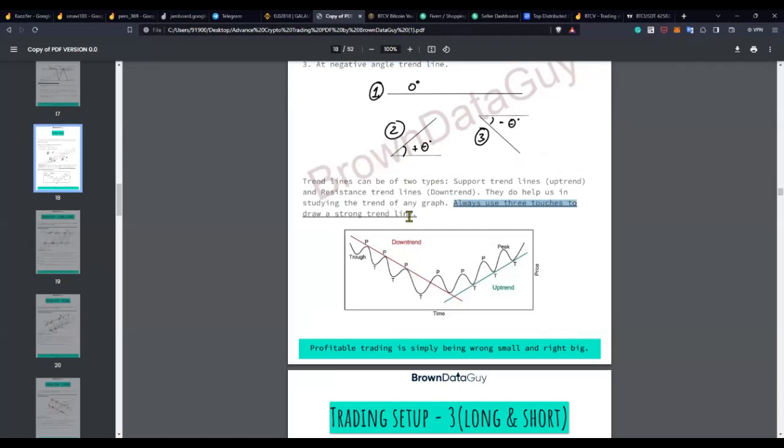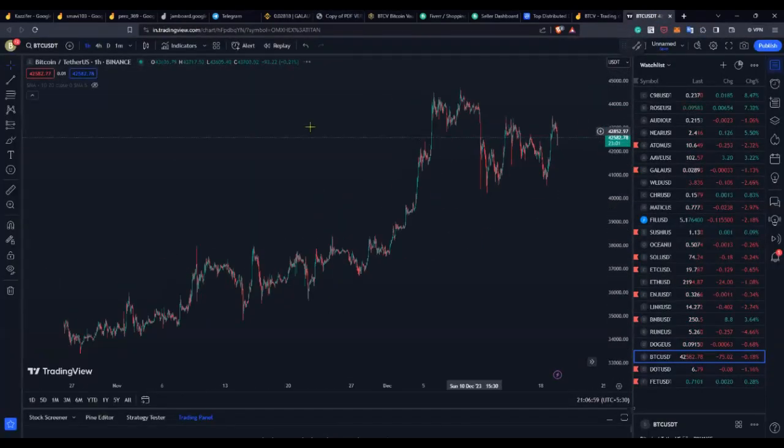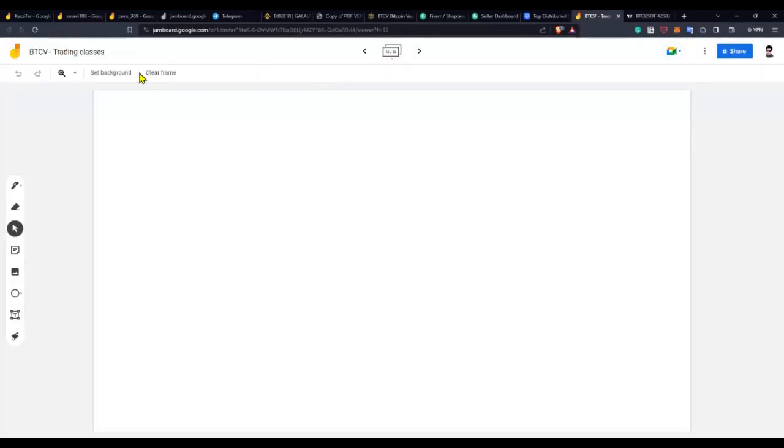Always use 3 touches to draw a strong trend line. 3 is the minimum. Maximum it can be 4, 5, 8, 10. It's up to you. Okay. Now let's talk about trading setup 03. Trading setup 03 is important to understand, but you might not use it. Why? Because crypto is more volatile. That's why you won't use it most of the time, but it's important to understand. So let's talk about trading setup 03.